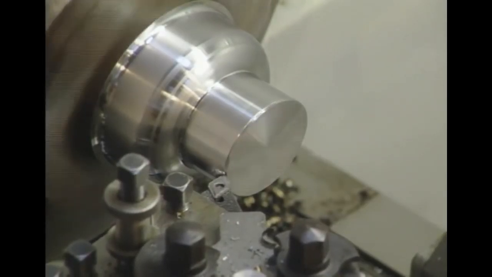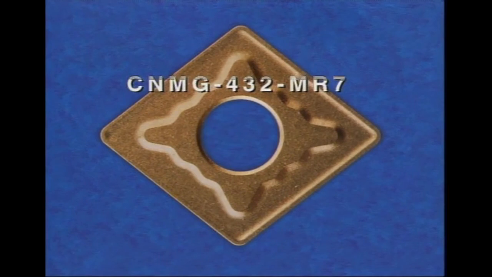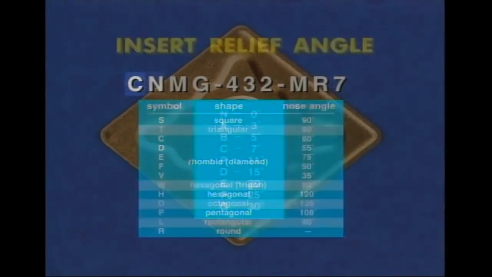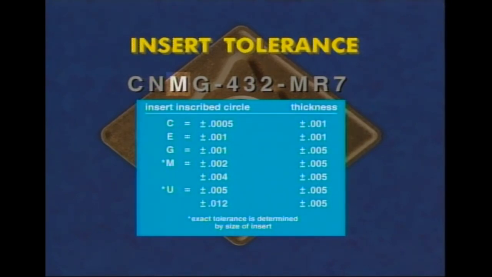Although carbide inserts are not standardized by application, they do carry their own 7-character ANSI code, which is used for their identification. The first character represents the insert's shape. The second character represents the insert's relief angle, which may be from 0 to 30 degrees. The third character represents the insert's tolerance class. Molded inserts usually have a code M tolerance and are the most common.